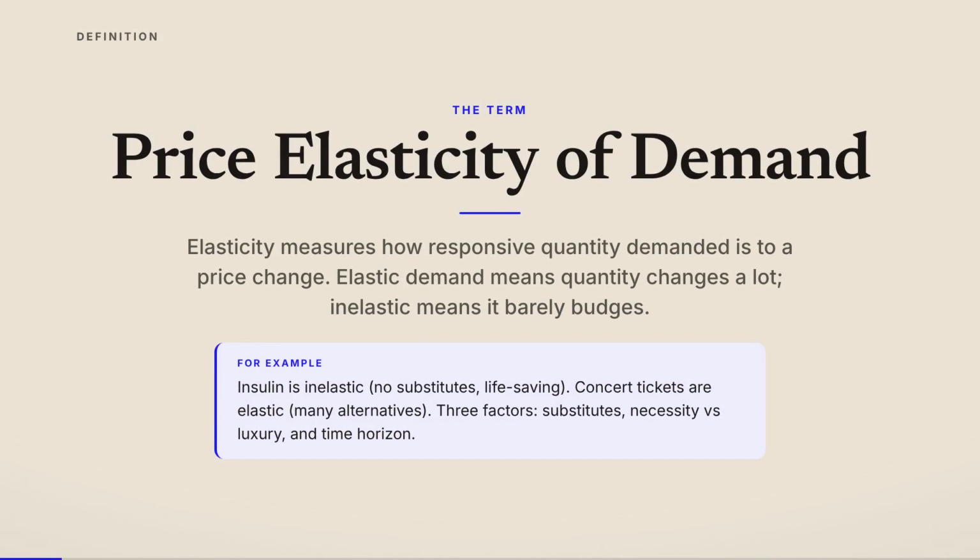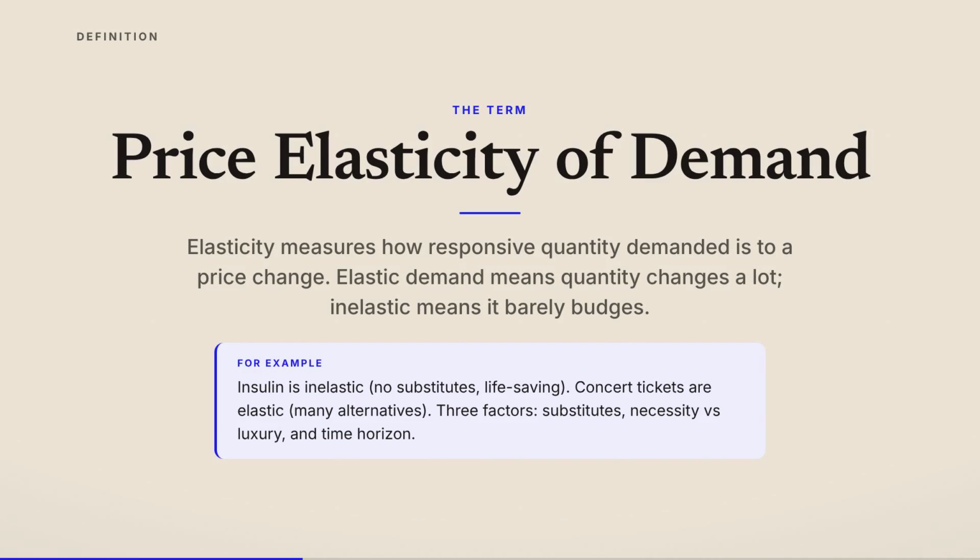Price elasticity of demand. Elasticity measures how responsive quantity demanded is to a change in price. If a small price increase causes a big drop in quantity demanded, demand is elastic. If quantity barely budges, demand is inelastic. Think about the difference between insulin and concert tickets.